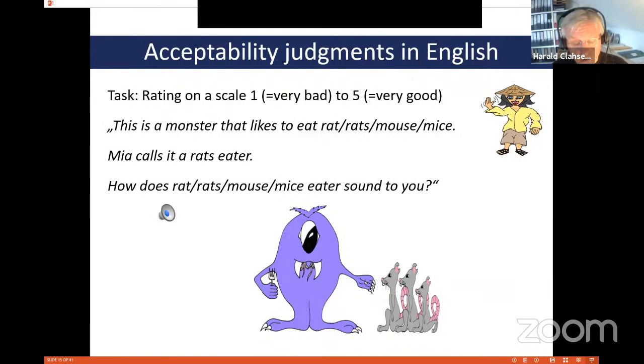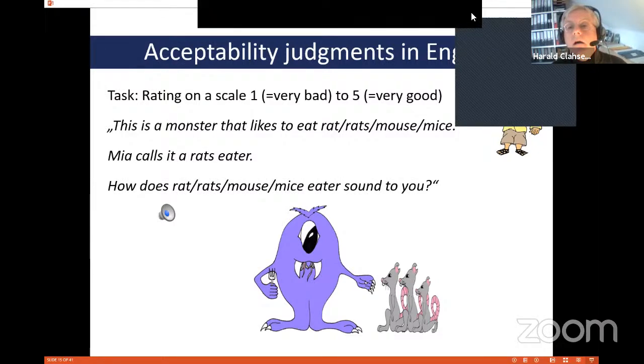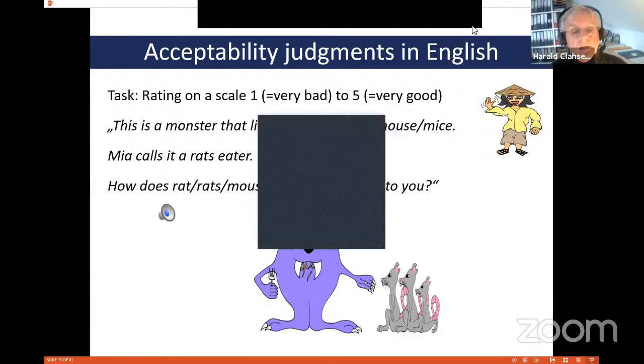Then they were shown a picture whilst listening to the corresponding auditory stimulus, which sounded like this. This is a monster that likes to eat rats. Mia calls it a rat's eater. How does rat's eater sound to you? All right. I hope you could hear this. Could you hear this? Can I get some feedback? Are you still there? Yes. Okay. Thank you. I saw the chat.